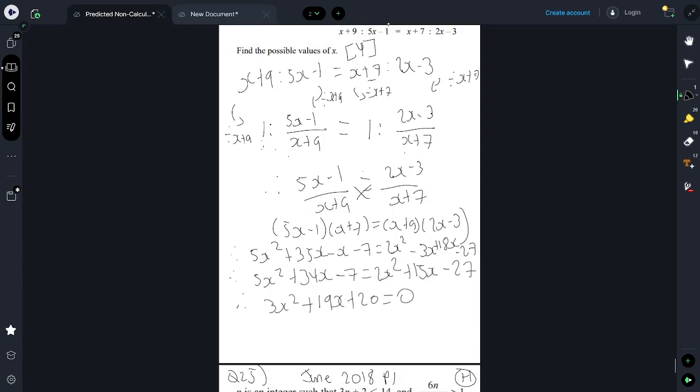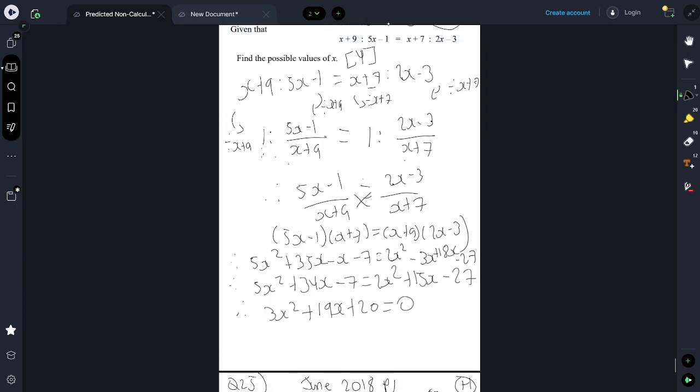We know we're going to be right because this is a non-calculator question, so we're going to get nice values. So we're going to have to factorize here, surely. Don't use the quadratic formula. You could use completing the square, but it's going to get messy. You're most likely going to have to factorize it. So now we're going to have to solve it. So solve by factorizing. So how do we factorize?